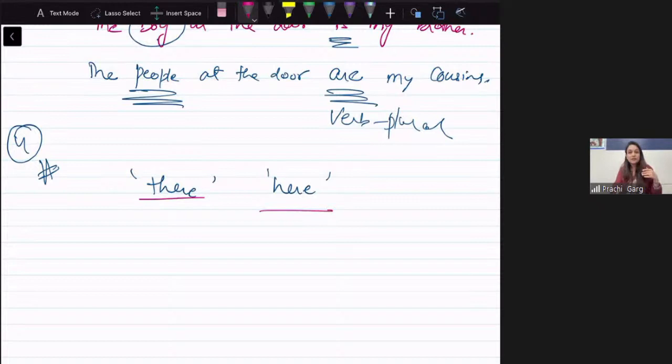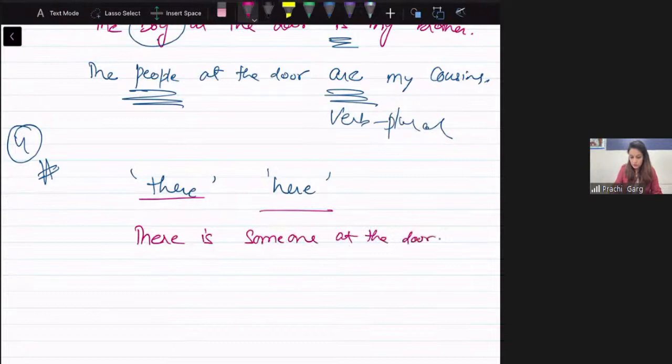Again, you have to look at the subject first and then decide your verb. Whether the verb will be singular or plural, you have to look at your subject first. So irrespective of whether the subject comes in the beginning or in the end, the verb will work according to the subject. Clear? Okay, look at the examples here. There is someone at the door. Someone, we're talking about one person here, so it's singular, hence the verb will be singular.